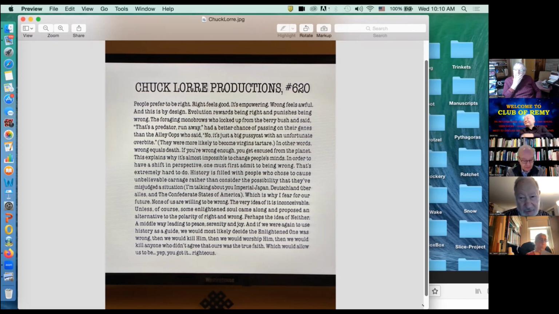The very idea of it is inconceivable, unless, of course, some enlightened soul came along and proposed an alternative to the polarity of right and wrong. Perhaps the idea of neither, a middle way leading to peace, serenity, and joy. And if we were again to use history as a guide, we would most likely decide the enlightened one was wrong, then we would kill him, then we would worship him, then we would kill anyone who didn't agree that ours was the true faith, which would allow us to be righteous. I'm done.